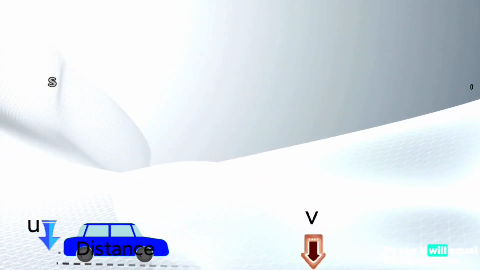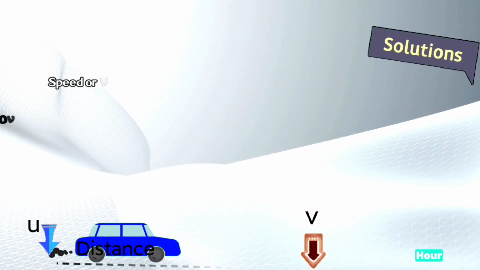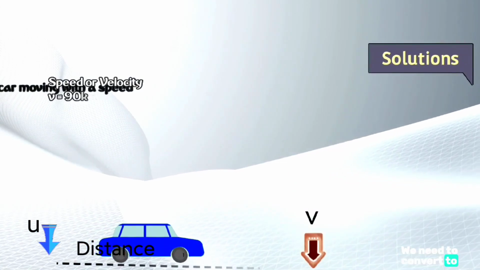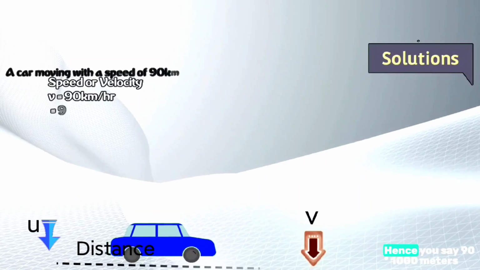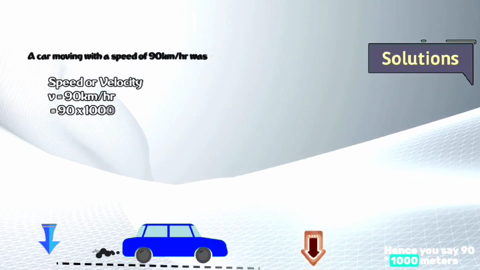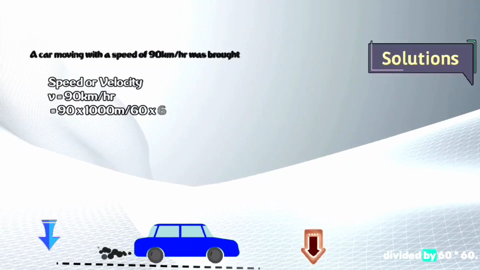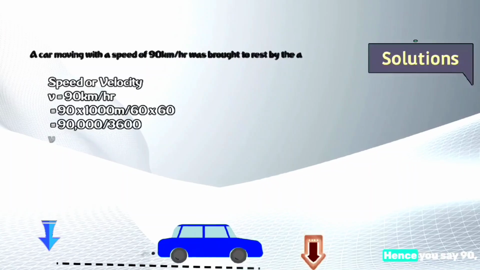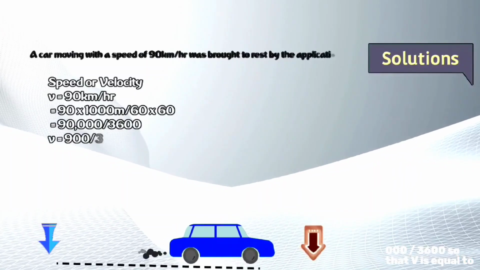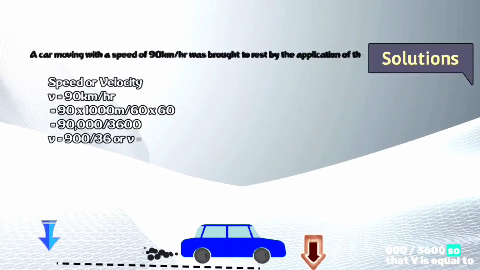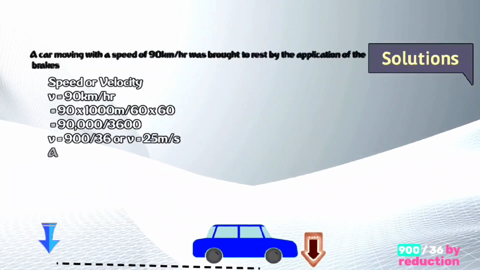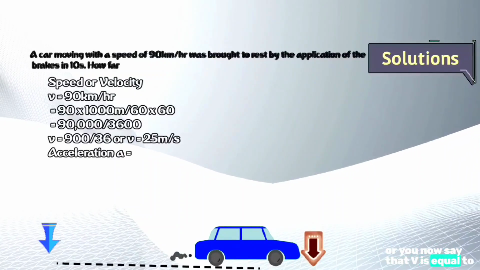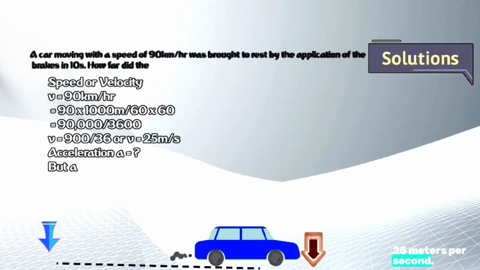So our V will equal 90 kilometers per hour. But your parameters here are in kilometers per hour. We need to convert to meters per second. Hence, you say 90 multiplied by 1000 meters divided by 60 multiplied by 60, since we are converting to seconds. Hence, you say 90,000 divided by 3,600, so that V is equal to 900 divided by 36 by reduction. Or you now say that V is equal to 25 meters per second.